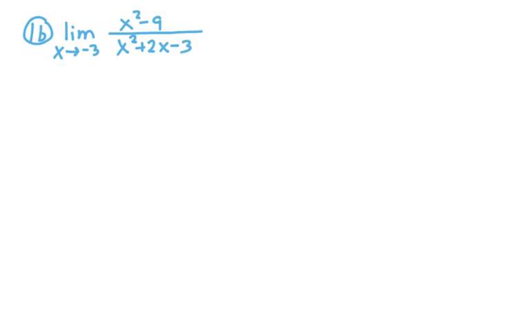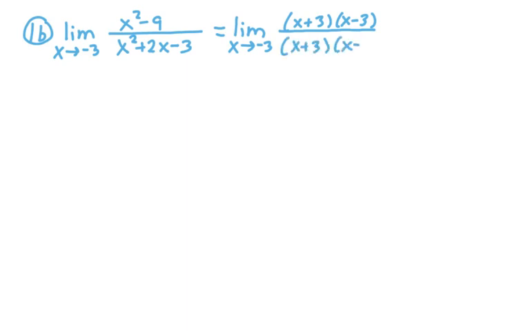Let's take a look at problem 1b. Suppose I have the limit as x goes to negative 3 of x squared minus 9 divided by x squared plus 2x minus 3. And so, again, this is equal to the limit as x approaches negative 3 of: in the numerator, we have x plus 3 times x minus 3. In the denominator, we have x plus 3 times x minus 1.